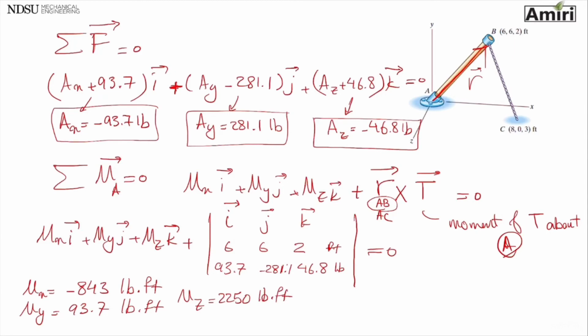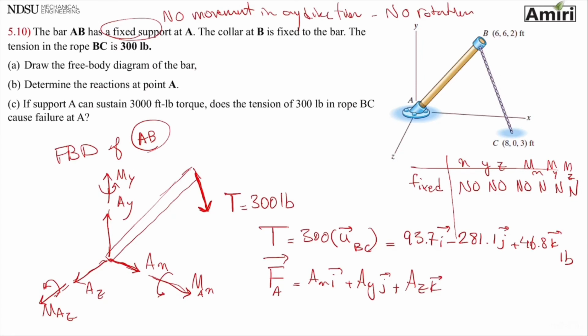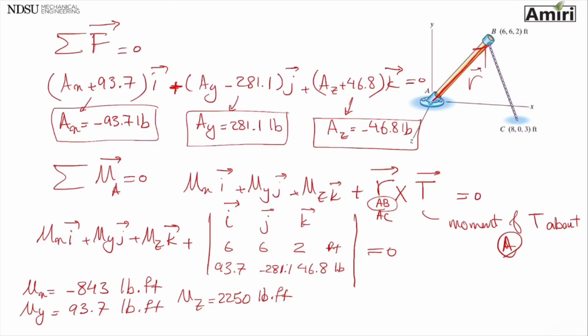Okay, the last part of the problem, I want to go back. If support A can sustain this much torque or moment. Torque and moment are a little bit different, but this is what it says. Does the tension of 300 pounds in rope BC, which we have, cause failure at A? So let's see. So this is just like a vector. So I have vector moment about A equals minus 843 I, 93.7 J, plus 225 K pound foot.